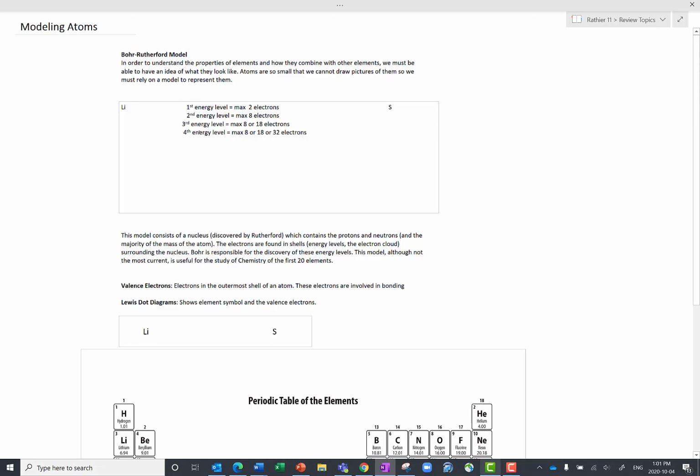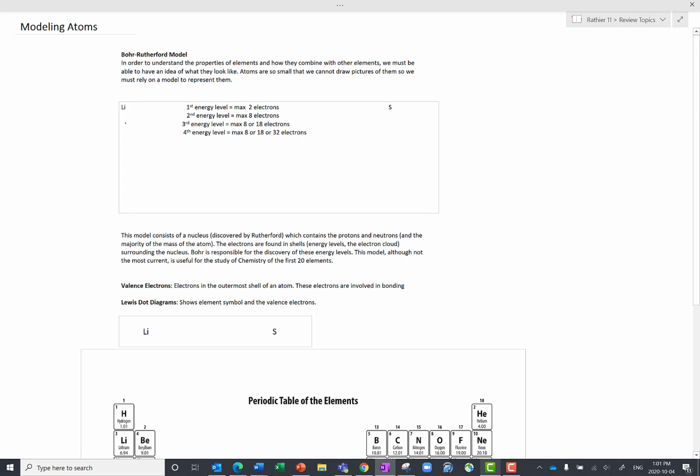In this lesson, we'll look at how to take the subatomic particles that we've counted, our protons, electrons, and neutrons, and use them to build a model of the atom as per Bohr-Rutherford. Okay, so we'll call this a Bohr-Rutherford model.